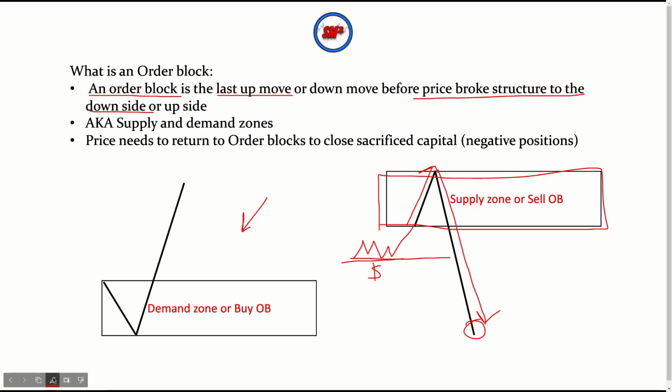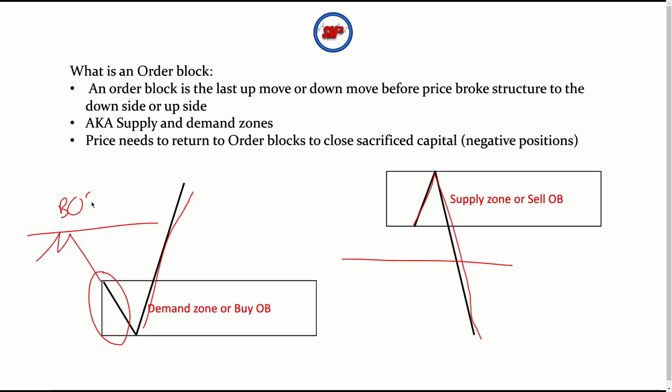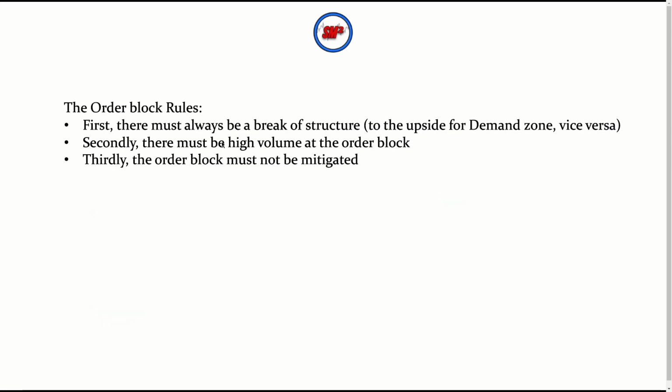But the fundamentals you guys need to know is that this is what a demand zone would look like, and this is what a supply zone would look like. So this one is the last up move before the down move, which broke structure to the downside. Here, the last down move before the up move, which broke structure to the upside. And we can try MBOS there, which you'll see me do on the charts later on. Now let's move on to the order block rules.